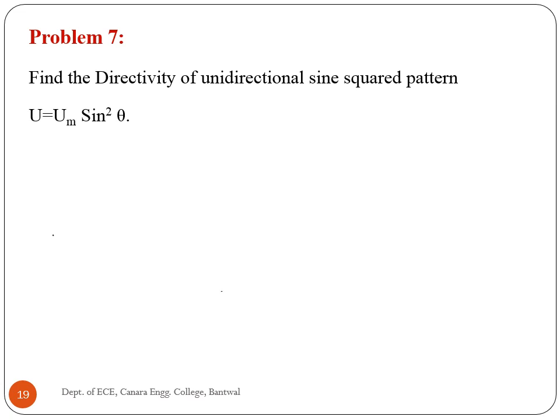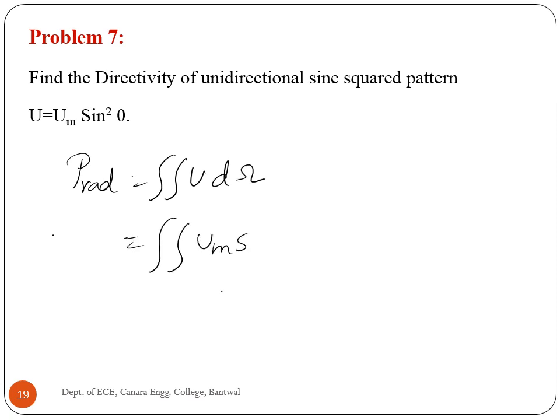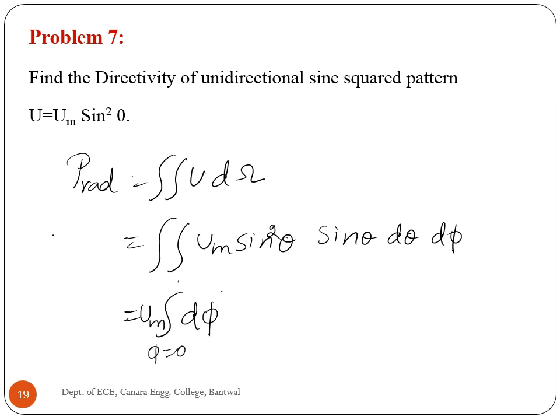Find the directivity of unidirectional sine squared pattern. Pattern is sin square theta. Radiated power is equal to integral of U d omega. U is sin square theta. D omega is sin theta d theta d phi, which is equal to integral of d phi for a limit phi equal to 0 to 2 pi, and for unidirectional sine squared pattern, theta is 0 to pi by 2, sine cube theta d theta.